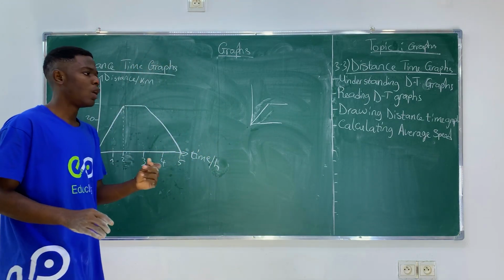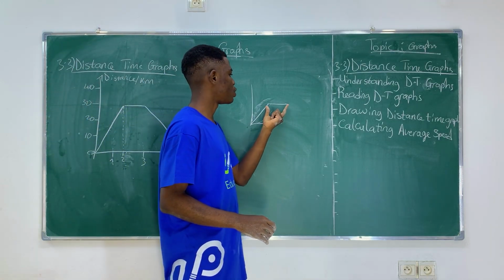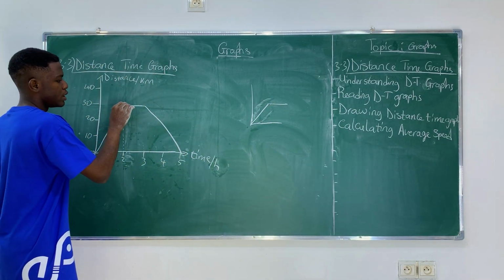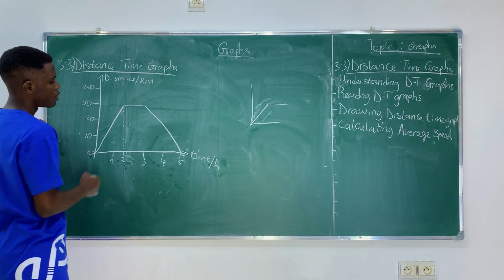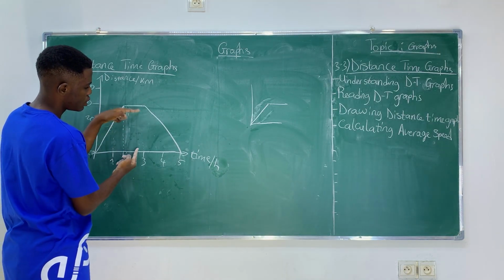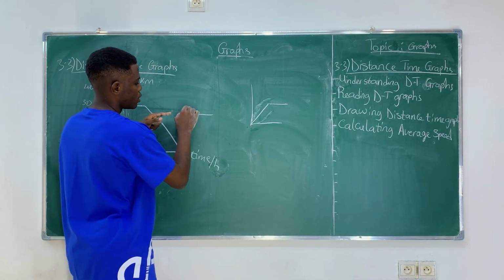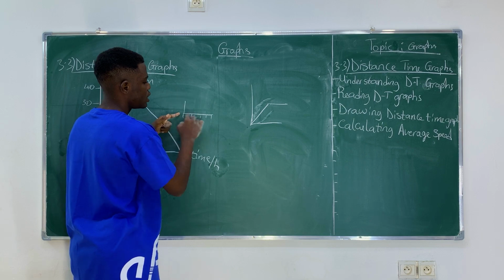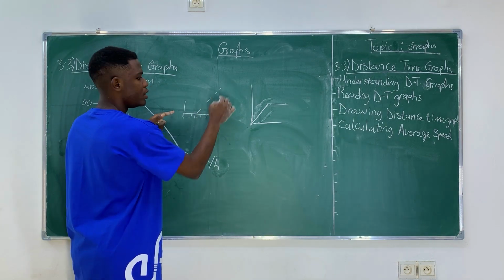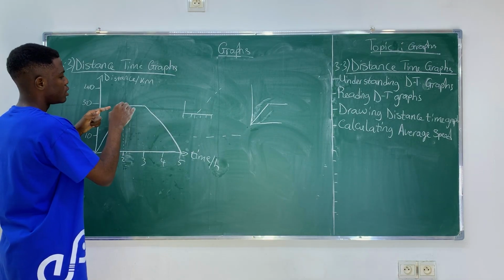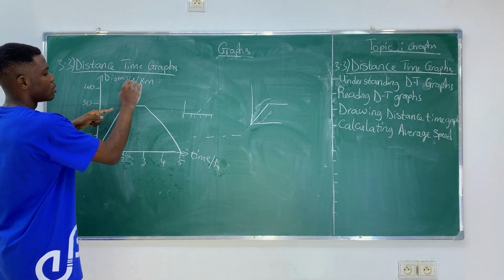How do I know that? When I'm seeing a straight horizontal line, it means it stops, because when it is straight like this, the distance does not increase. You see, the x continues to increase, but the y is not increasing. This line is not going up. It is just going to the right, meaning time is increasing.